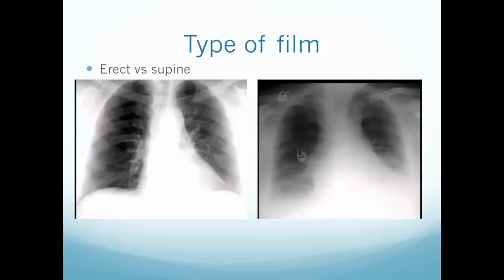So also with the type of film, you've got to be careful whether it's an erect chest X-ray or a supine. Assume it's always erect, but if it is supine, it will clearly state on the X-ray that it is supine. And this is very important because when someone is supine, it can give, again, the appearance of cardiomegaly when it might not be true. And it also makes vascular markings a lot more prominent.